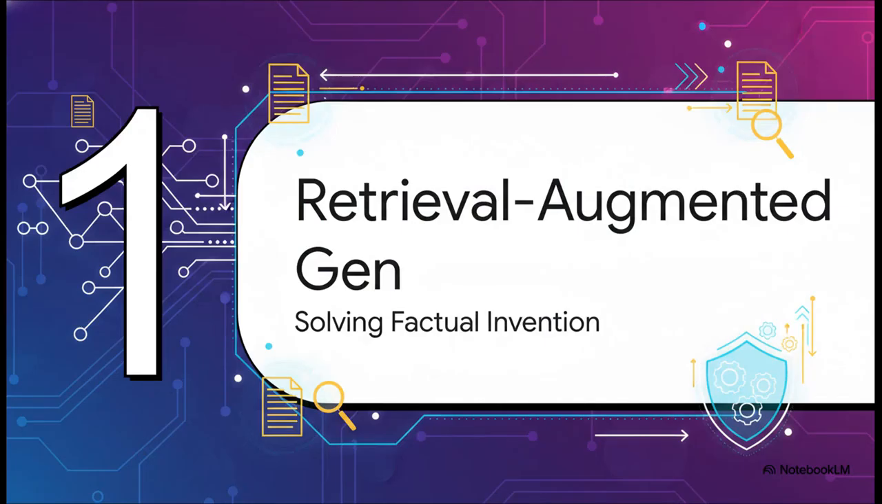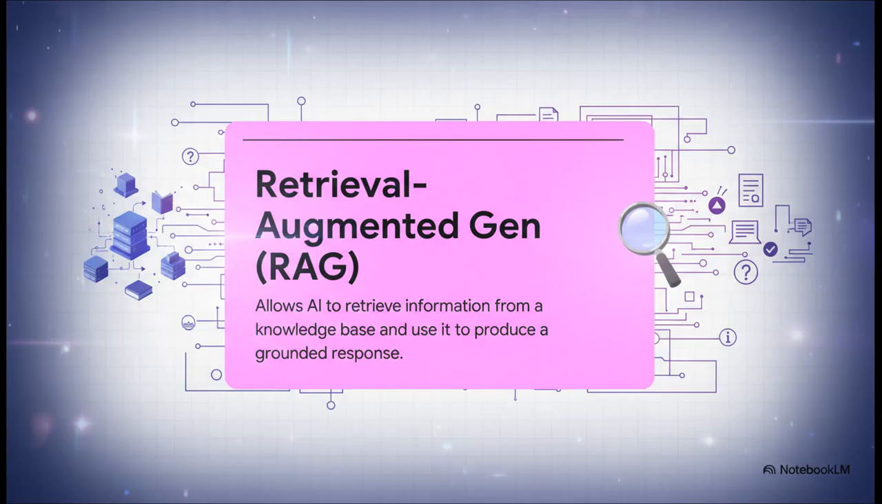All right, let's look at the first layer of that support system. This one is all about dealing with one of the biggest problems we've talked about: factual invention, or what everyone calls hallucination. The main tool we have for this is a technique you'll hear a lot about. It's called retrieval augmented generation, or just RAG for short. So, what exactly is RAG?